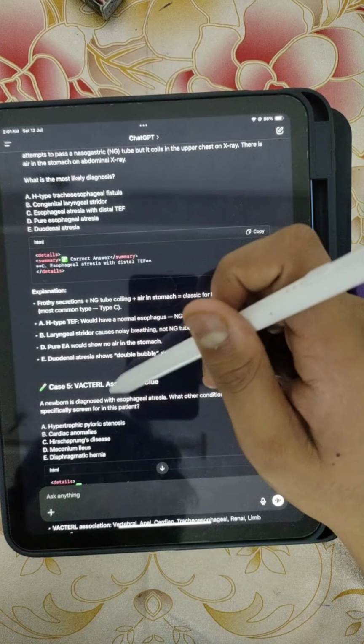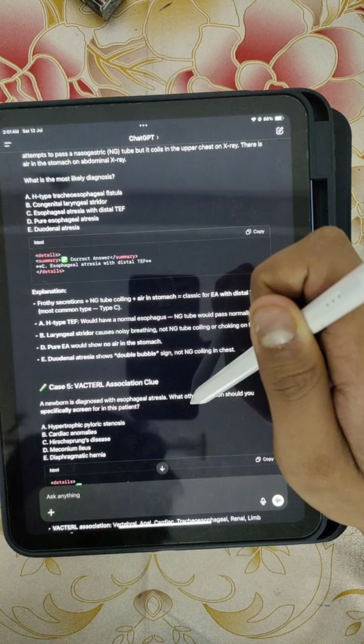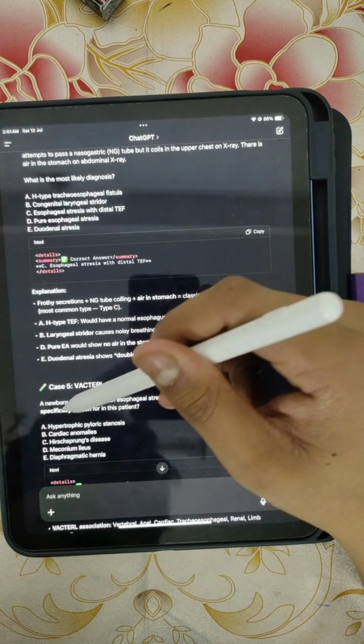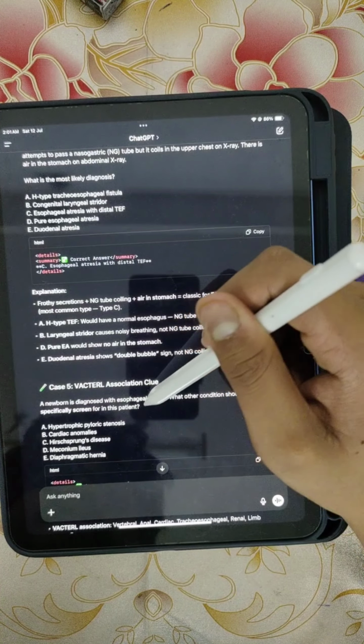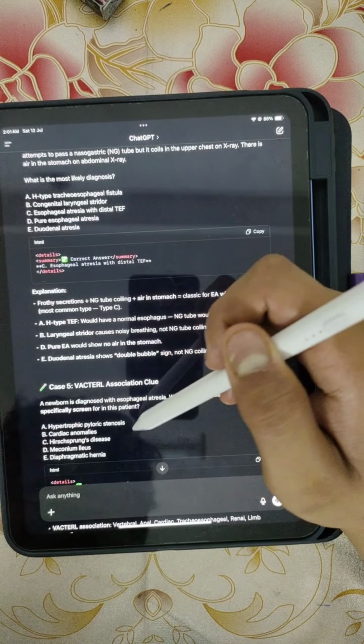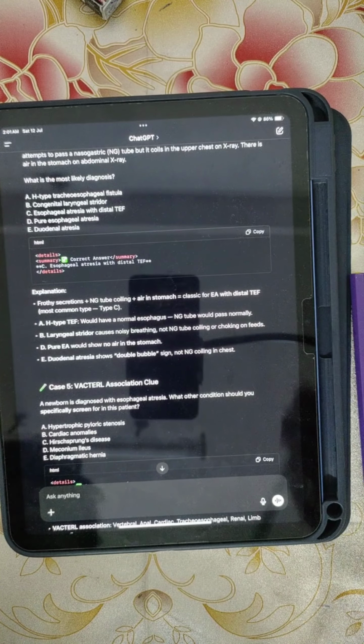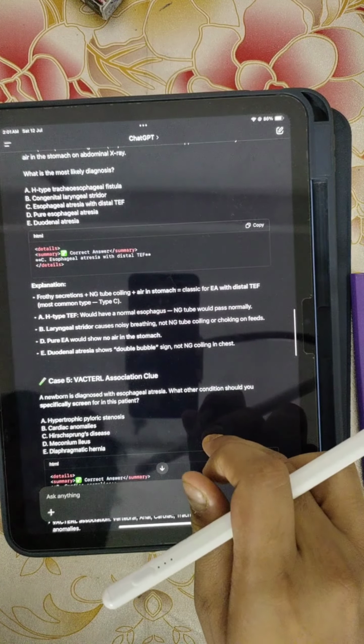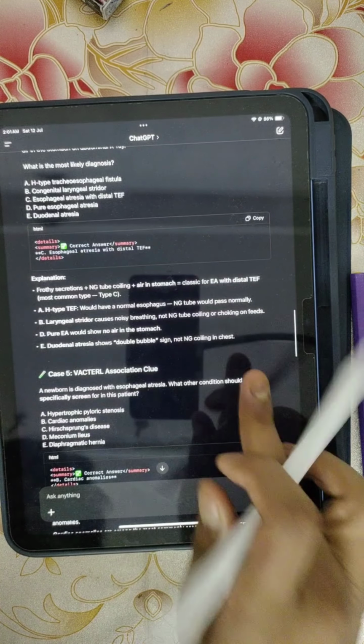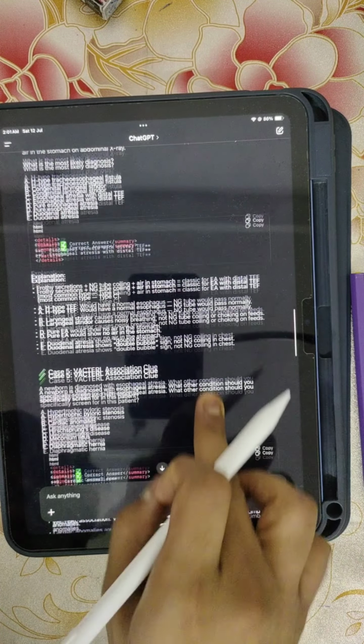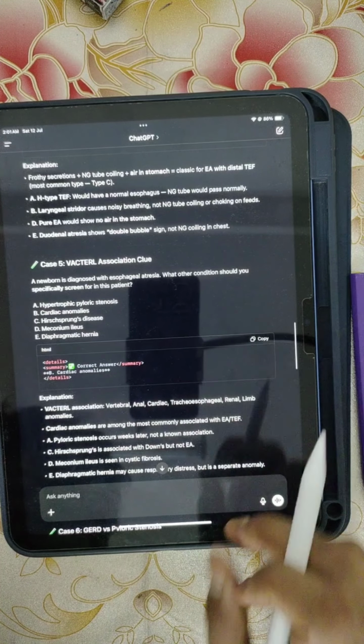A newborn is diagnosed with esophageal atresia. What other conditions should you specifically screen for in this patient? I think Hirschsprung disease. No, cardiac anomalies. Okay, so option B is the correct answer.